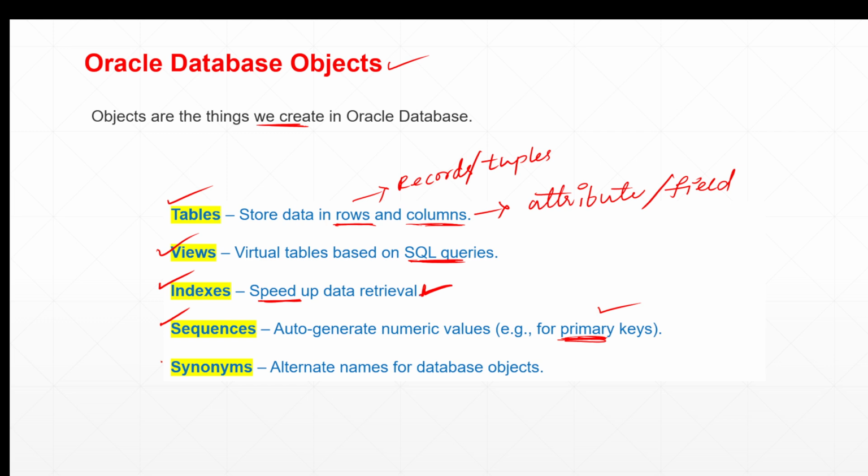Let's move to synonyms. Synonyms are alternate names. So they make it easier to access tables or views without typing long names. Let me take one example. Here, my name is Abhilash. So my nickname is Abhi. Same like that, we use synonyms.